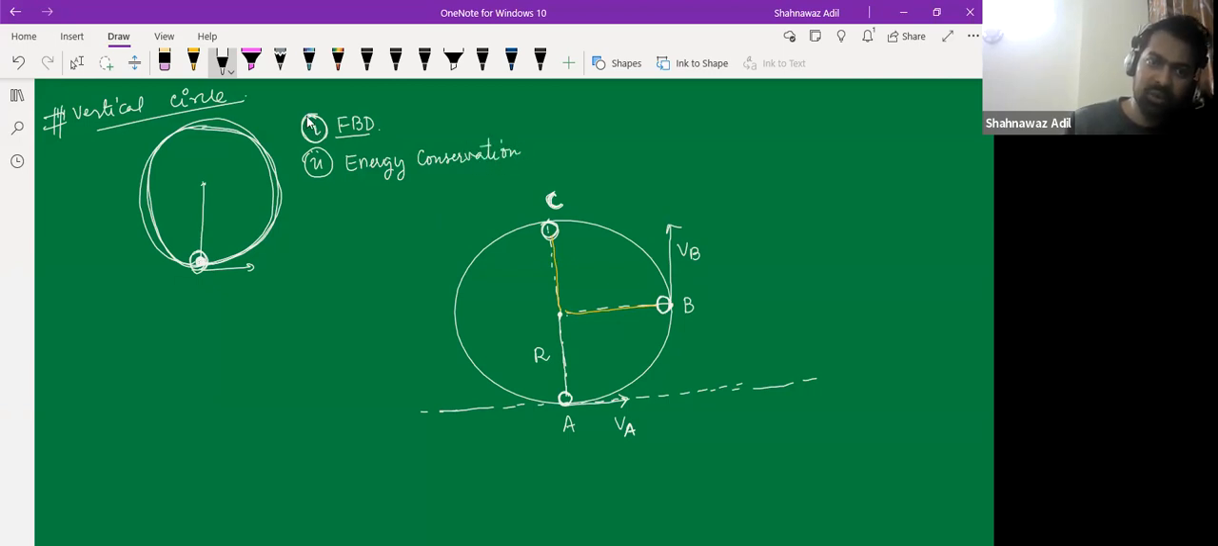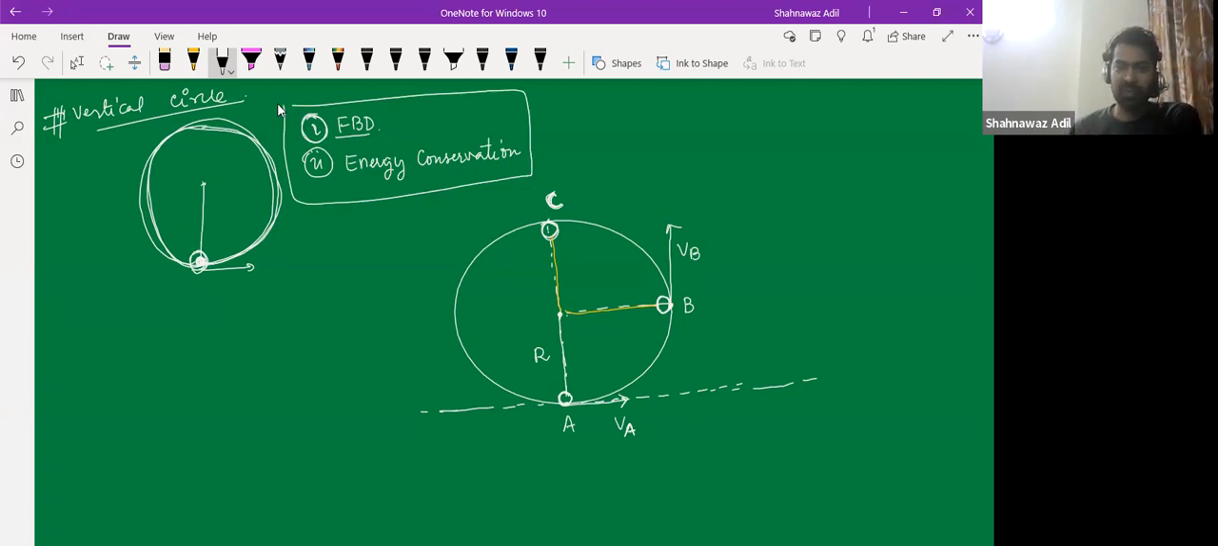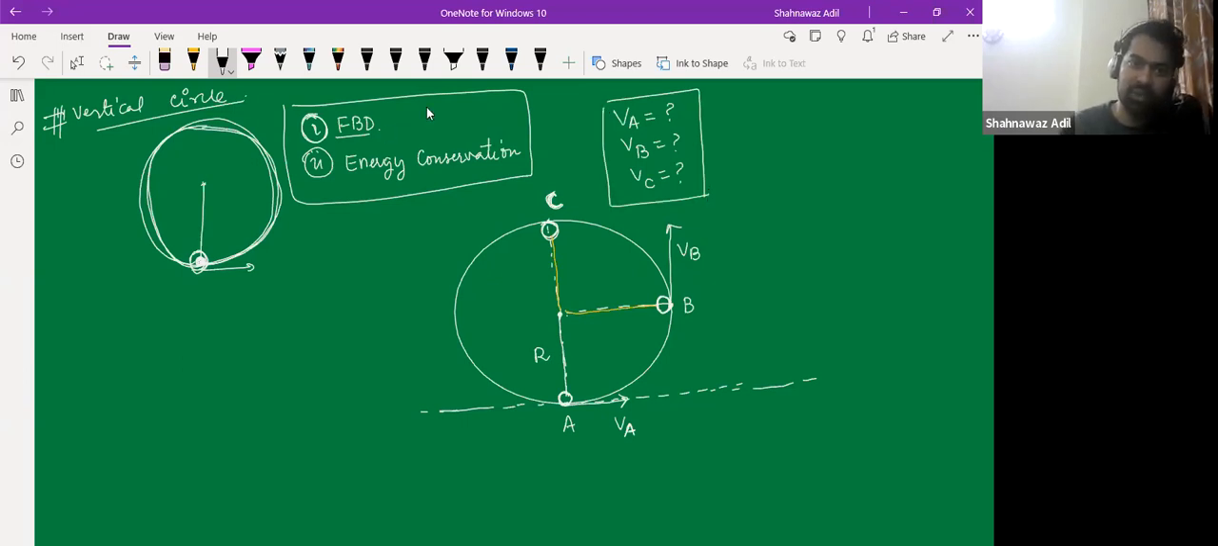Right? So these two concepts we have to apply. And the goal is what, guys? The goal is that we have to calculate the minimum velocity with which we have to push this stone so that it makes a full circle. So we have to find out VA, VB, and VC. These are the three goals that we have, and these are the two concepts that we are going to use.